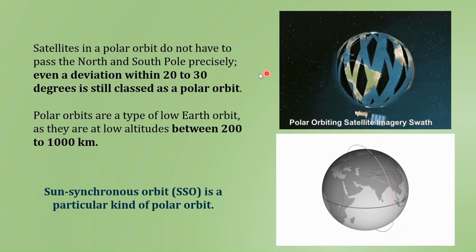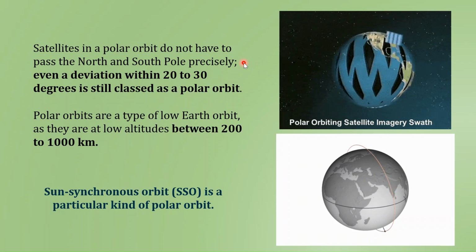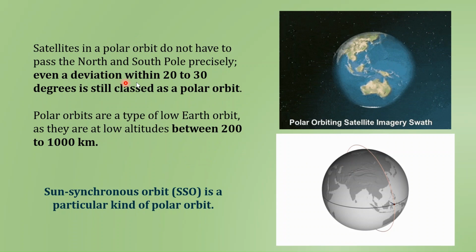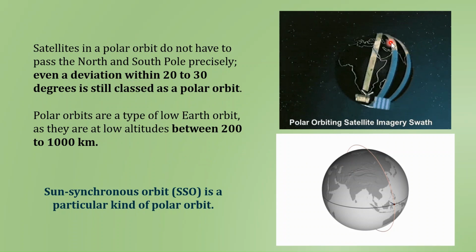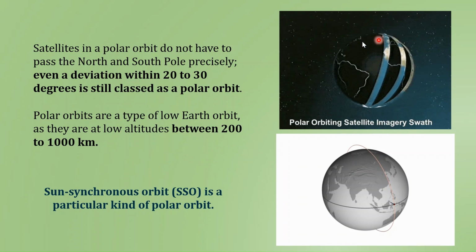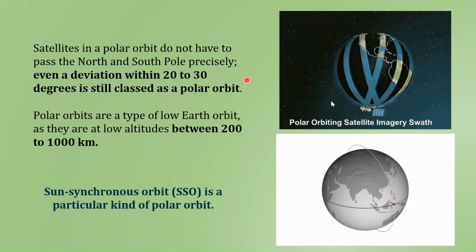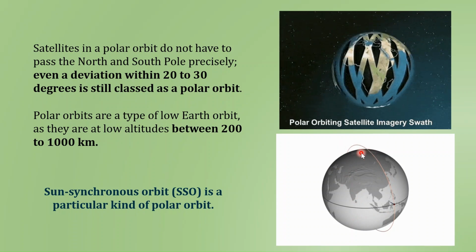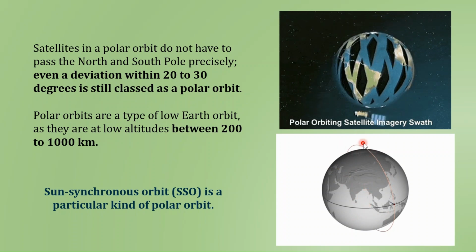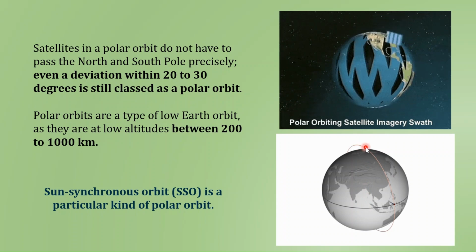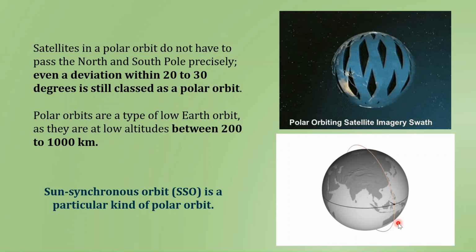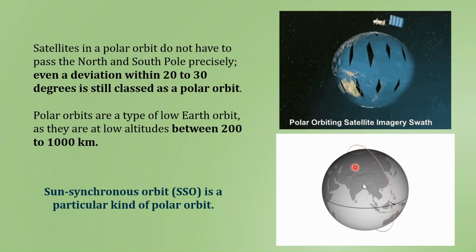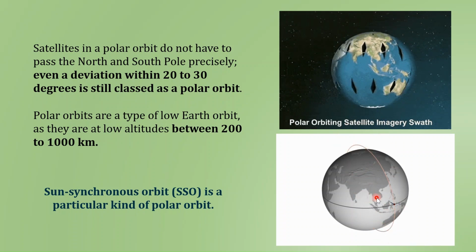Ideally, the polar orbit should have an inclination of 90 degree, meaning it should pass exactly over the pole. But any deviation within 20 to 30 degree from the polar axis is still classed as a polar orbit. Here we can see this particular orbit, this red line, is not exactly above the pole. It is slightly deviated from the polar axis, but still it is considered a polar orbit. And these orbits are at low altitude, between 200 to 1000 kilometer.